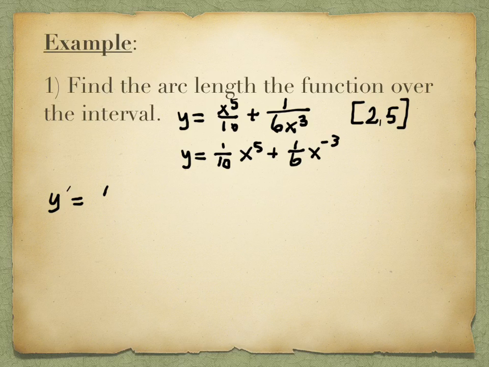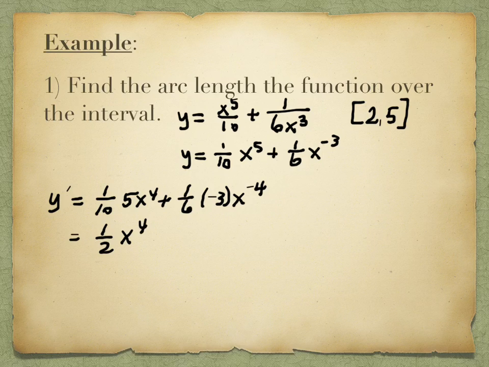And y prime would be that 1/10, and then the derivative of x to the 5th would be 5x to the 4th. And then we have the 1/6, and the x to the negative 3rd, whose derivative would be negative 3x to the negative 4th. Then if we simplify, I end up with 1/2 x to the 4th minus 1/2 x to the negative 4th. Just because it's going to be a little easier to work with done this way, I'm going to go ahead and factor out the 1/2 from each of these, so I'm left with 1/2 times x to the 4th minus x to the negative 4th.